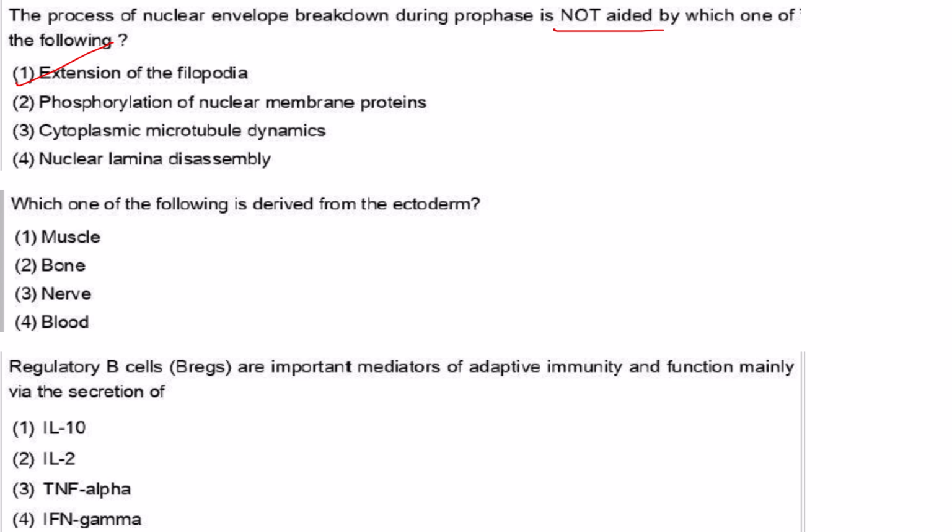Then which of the following is derived from ectoderm? It is the nerve. Muscle derived from mesoderm, bone is also derived from mesoderm, blood is also derived from mesoderm. Then regulatory B cells or Bregs are important mediators of adaptive immunity and function mainly via the secretion of... So Bregs, they are a subtype of B cells, and they are involved in suppressing excessive immune responses, such as it will suppress inflammation, inhibit activity of effector T cells, like that. So they function via secretion of interleukin 10, IL-10.